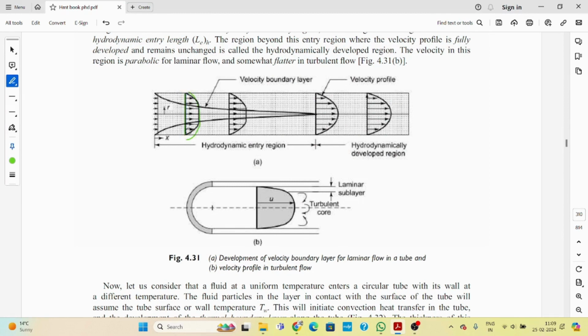Okay. From the boundary to some extent, velocity will change and it will become constant. Now again it will decrease, and after that there is the hydrodynamic entry length, and after the entry length it will become constant, like here is the velocity profile. Fully developed flow. Okay. This is called fully developed flow. Here is the transition, the hydrodynamic entry length, and from here it is called fully developed flow.